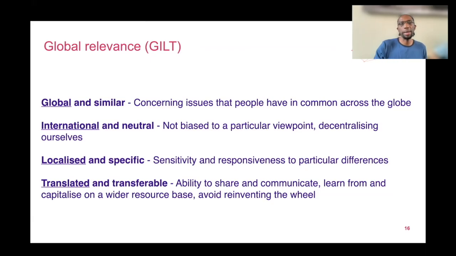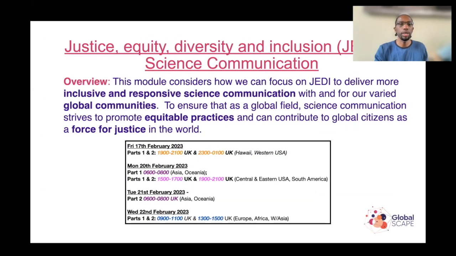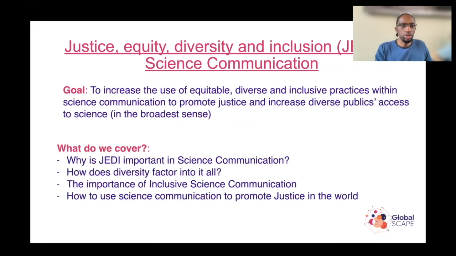So we can learn from and capitalize on a wider resource base and avoid reinventing the wheel. Now, the second module was justice, equity, diversity, and inclusion, and considered how we can focus on JEDI to develop more inclusive and responsive science communication with and for our varied global communities. Again, this was reproduced in 4 different time zones.